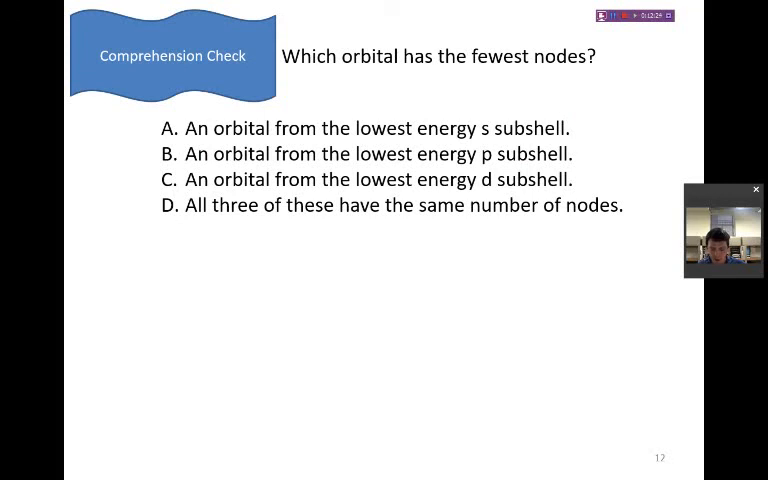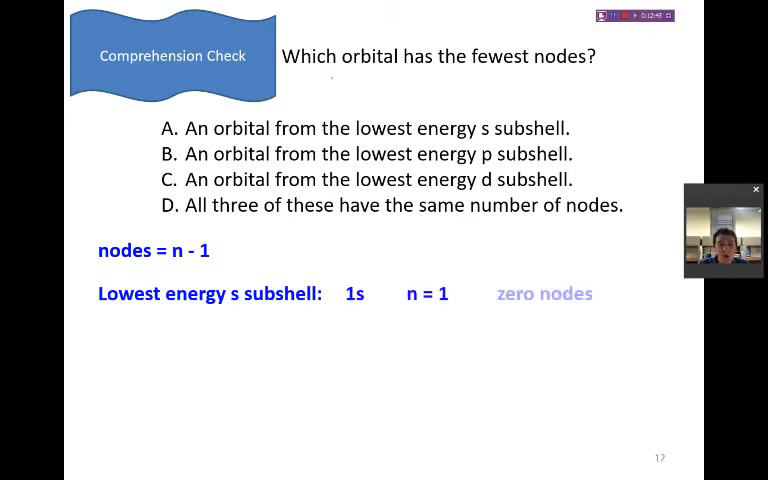Okay, let's try another one. Go ahead and pause this and try this one on your own first. Welcome back. So we want to know which orbital has the fewest nodes. Well, remember that the number of nodes is equal to n minus 1. So if we're talking about an orbital in the lowest energy s subshell, that would be a 1s. n equals 1, and so we have 0 nodes.